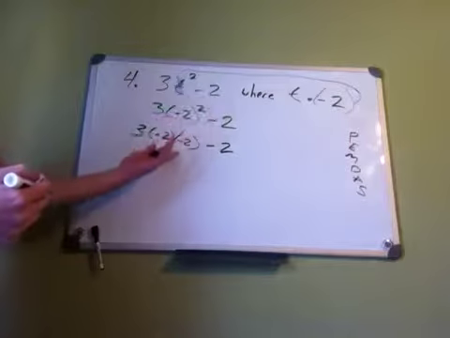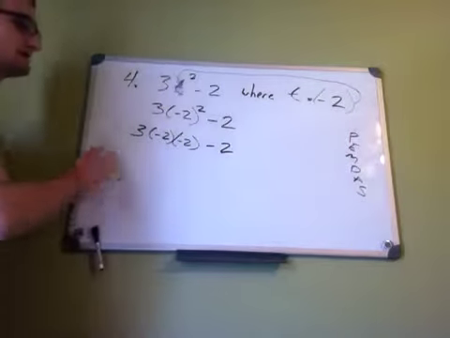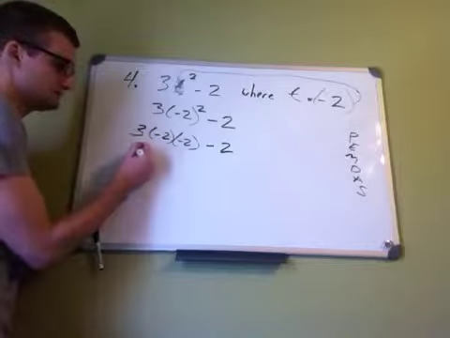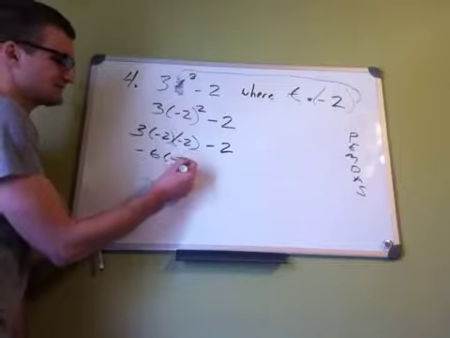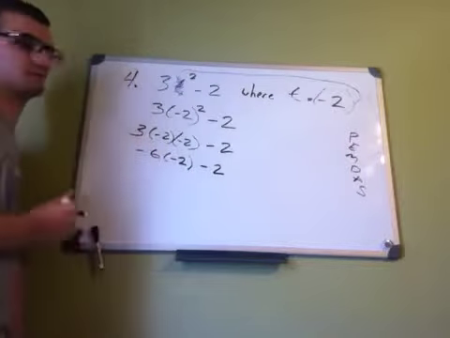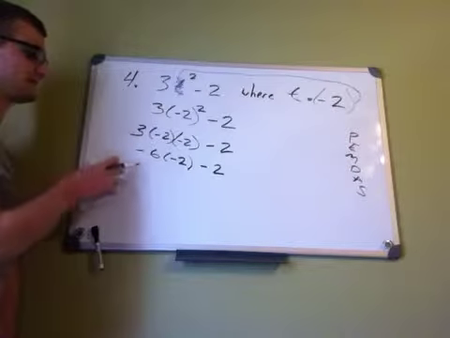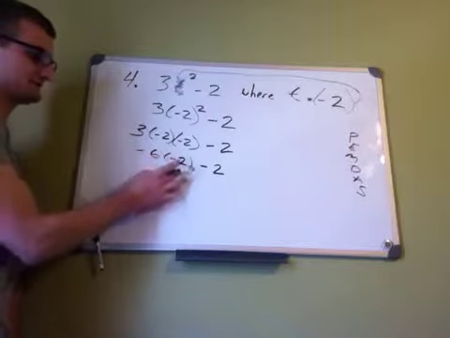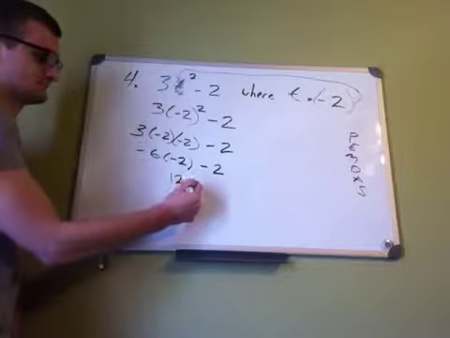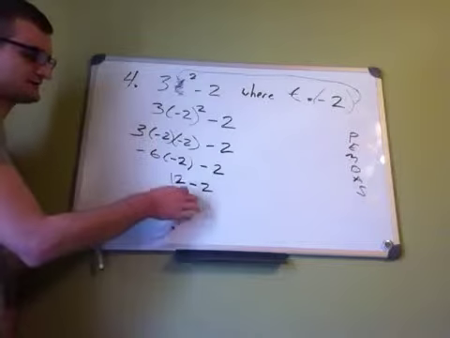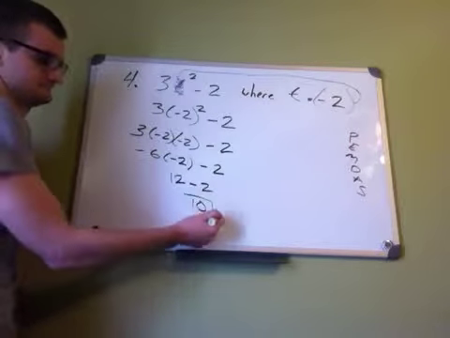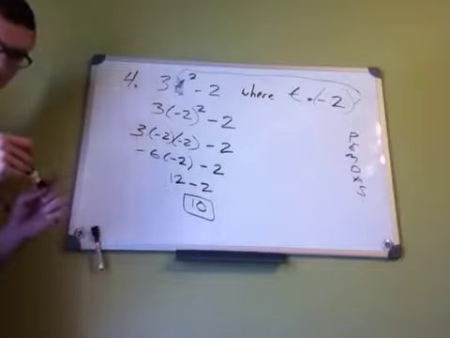I wrote this twice. Multiplication. 3 times a negative 2, negative 6. Notice I'm only solving one thing at a time here. I like to be structured. I like to take my time. A negative times a negative is a positive. 6 times 2 is 12. And 12 minus 2, 10. Our answer is 10.